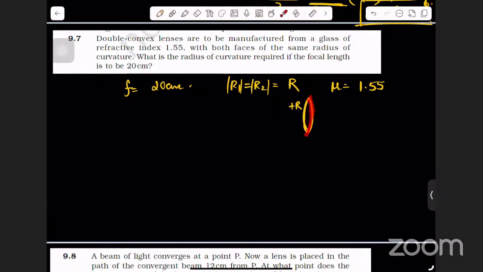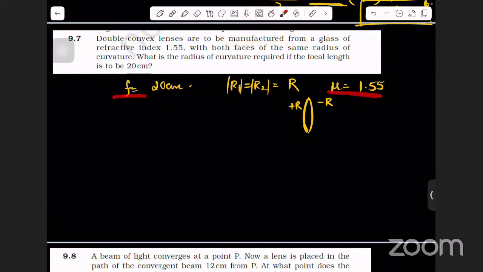And for this face, the radius of curvature would be towards the left side, so it would be minus R. The magnitude values are both the same, but if you write with proper sign conventions, this should be positive and this should be negative. All right. So very well, the lens has to be manufactured.